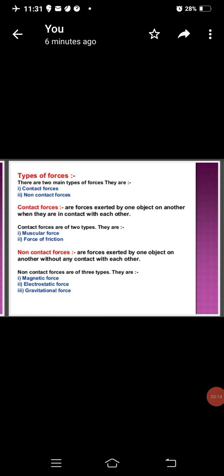We know that a magnet can exert a force on another magnet and on other metals like iron and nickel, without being in direct contact with each other. Therefore, it is an example of a non-contact force. The second one is the electrostatic force. Electrostatic force is exerted by a charged body on another charged body or on an uncharged body.